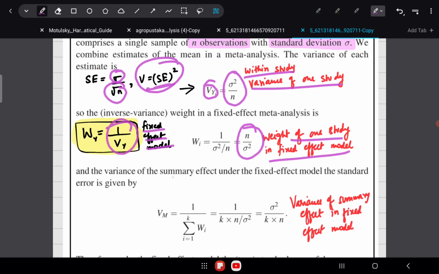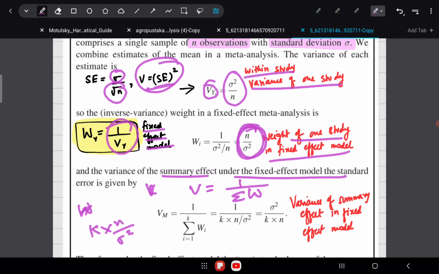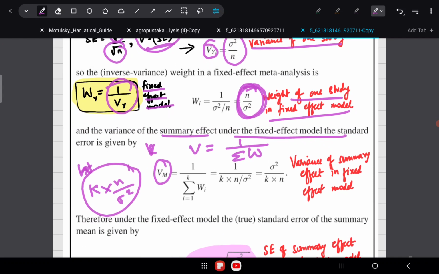And now you want to calculate the weight of the summary effect. You know that in case of fixed effect modeling, or in case of any modeling actually, the variance of the summary effect is the reciprocal of the sum of the weights, right? Since each study has a weight of n by sigma square, what will be the weight of k studies? The number of studies is k, so the total weight of all the studies will be k into n by sigma square. And now to calculate the variance of the summary effect, you just have to take the reciprocal of this, so it will come out to be sigma square divided by k n.